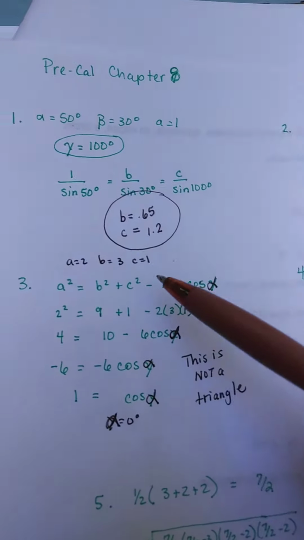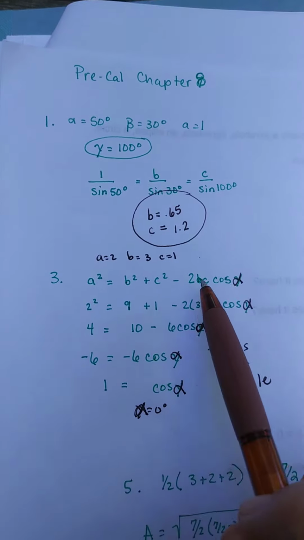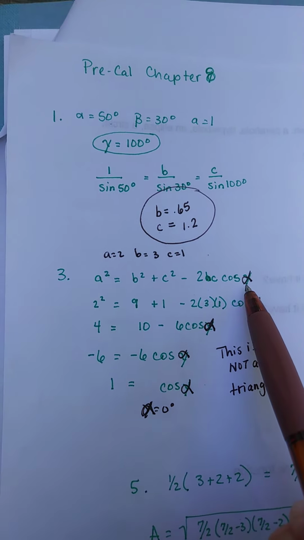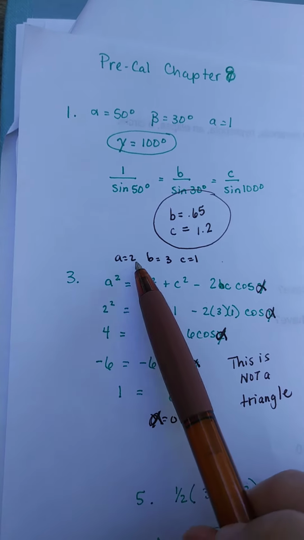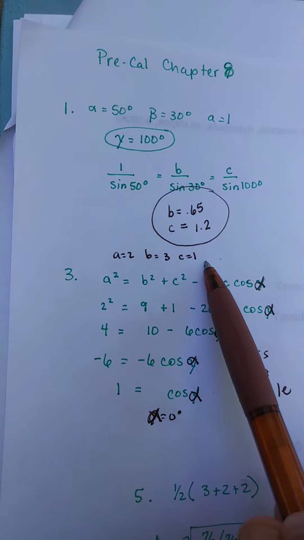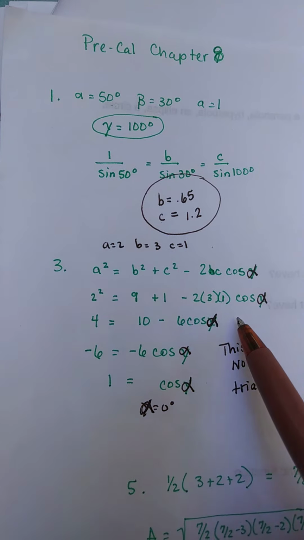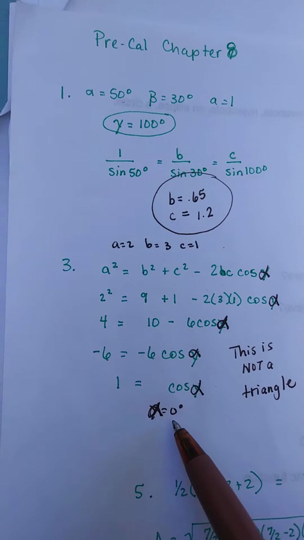This one I attempted to use the law of cosines, which I wrote out here kind of sloppily. That's an alpha. So I put the 2 in for A, the 3 in for B, the 1 in for C, and then I tried to solve it, but I ended up with alpha equals 0.